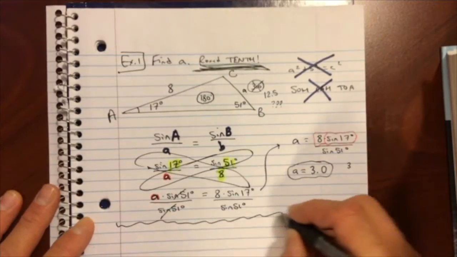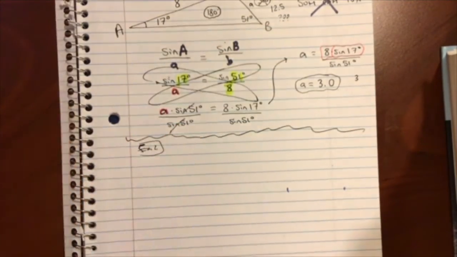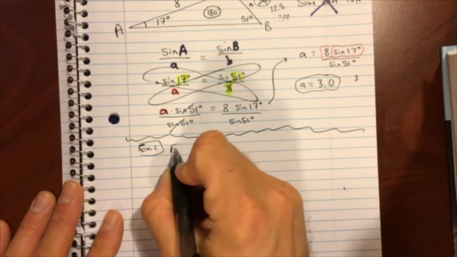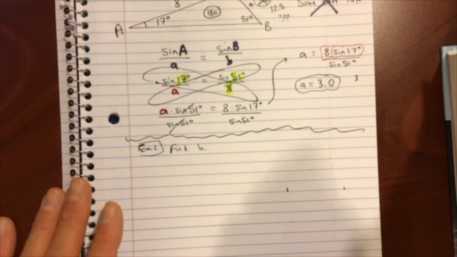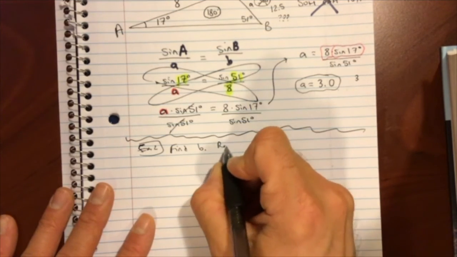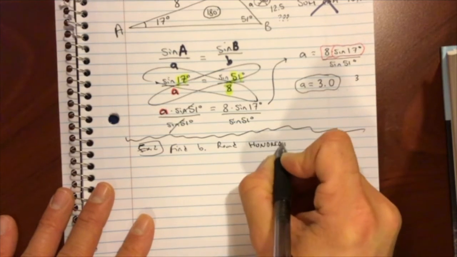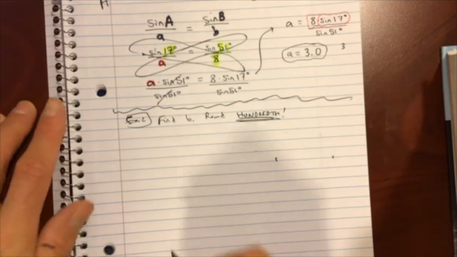Let's do another one. I'll make a squiggle, come down here. Let's get example 2 rolling. I want to give you one. I would like you to find, what do we want you to find? How about little b? And let's round to the nearest hundredth. All right, let's get the problem going.